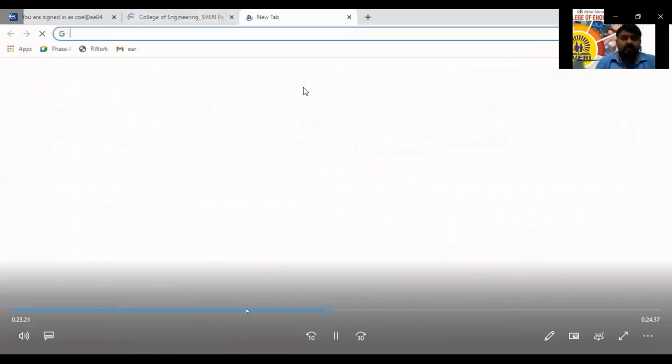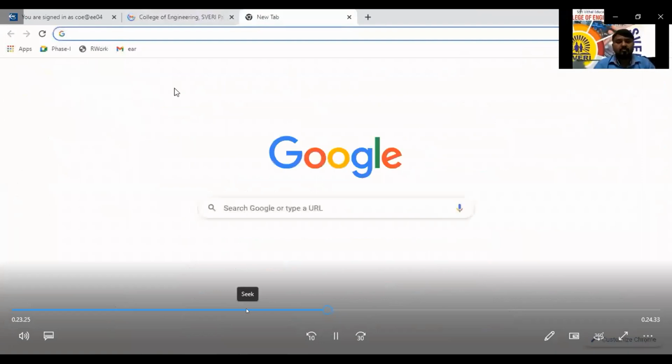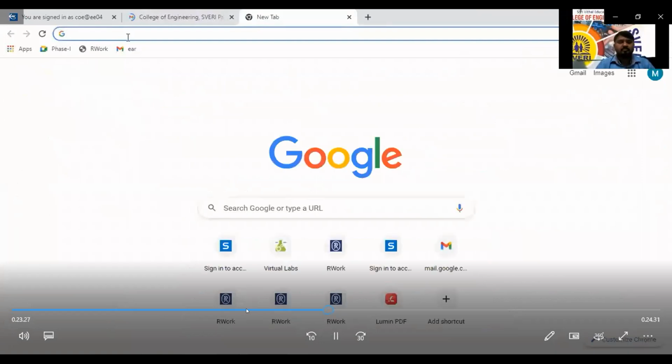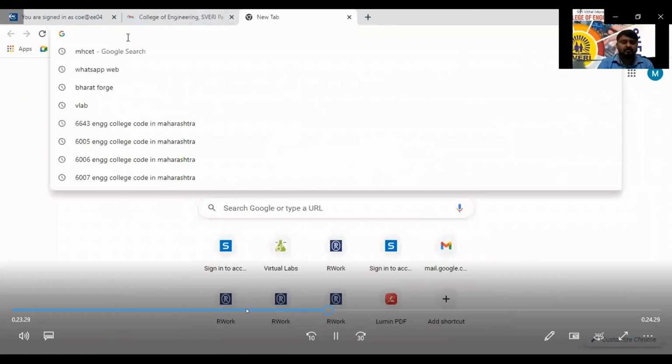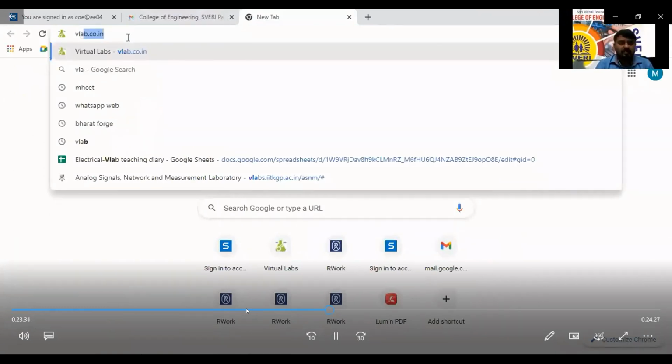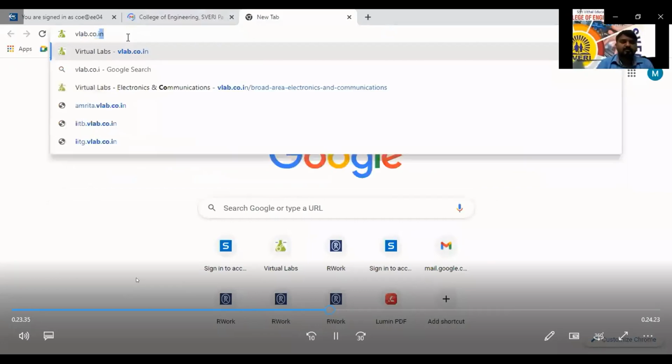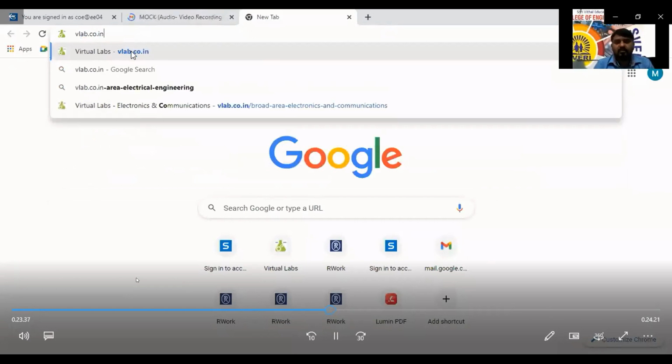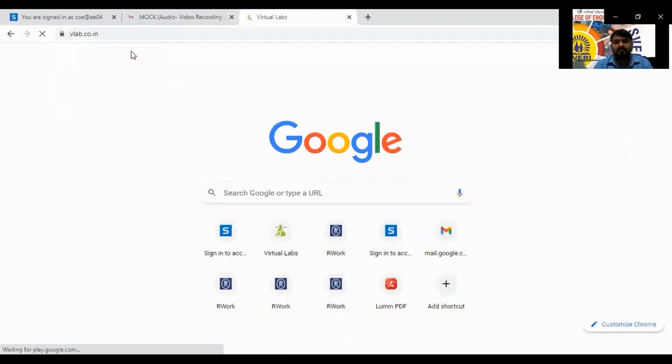So open Google Chrome or Firefox. You have to open it and type here vlab.co.in. You have to enter here now. Is the screen visible?